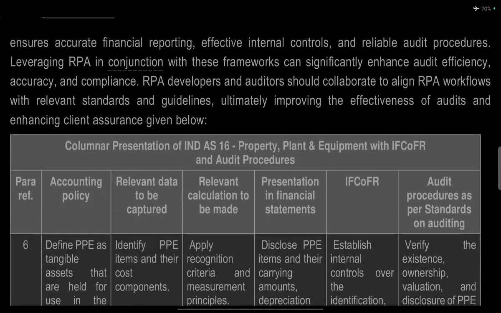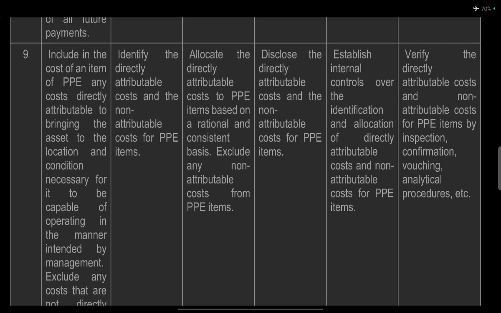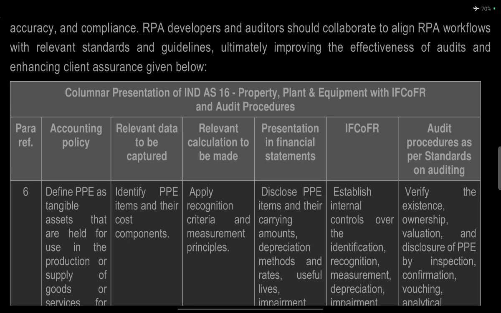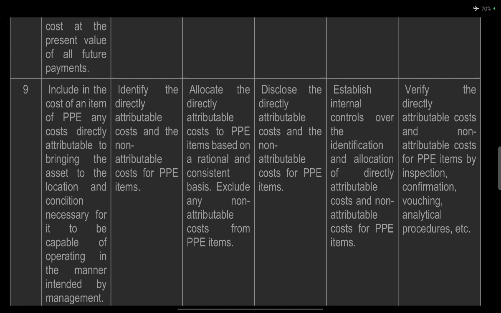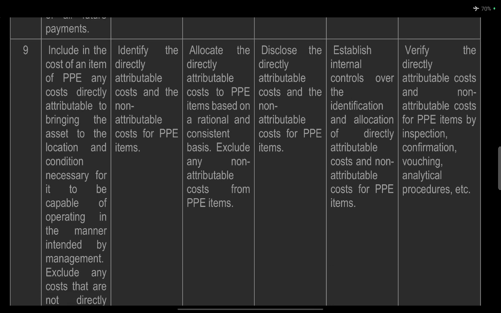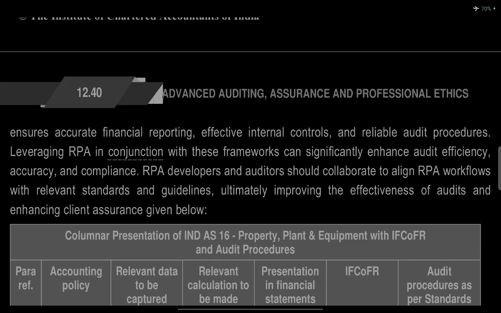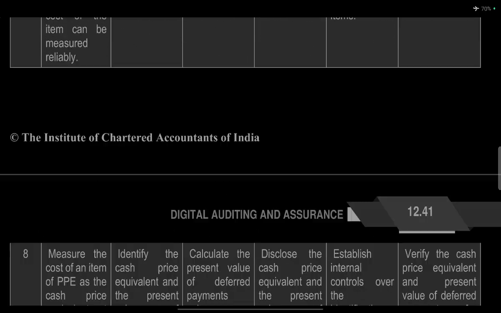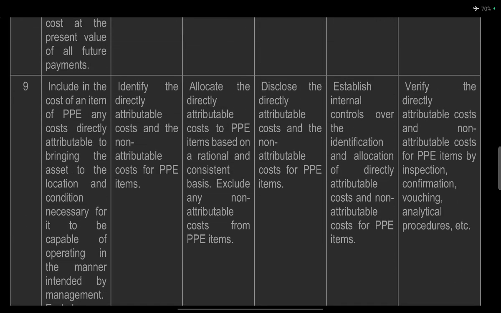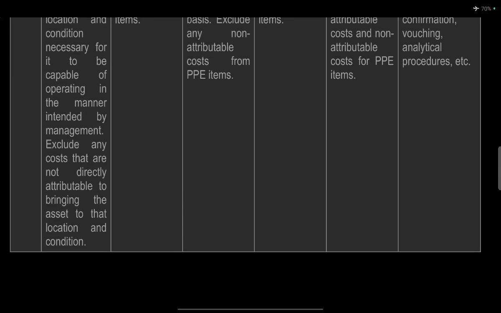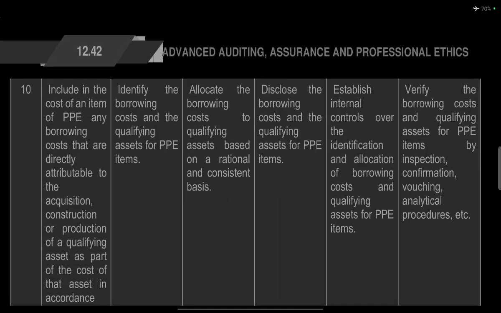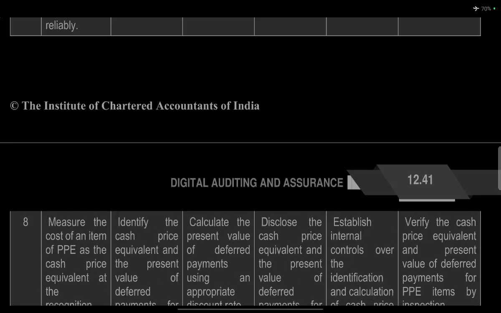Then, presentation of financial statements: disclose the directly attributable costs and non-attributable costs of the PPE items. ICFR: establish internal control over the identification and allocation of directly attributable costs and non-attributable costs of PPE. Auditing procedure as per the standards of auditing: verify the directly attributable costs and non-attributable costs of the PPE items by inspection, confirmation, vouching, and analytical procedures.